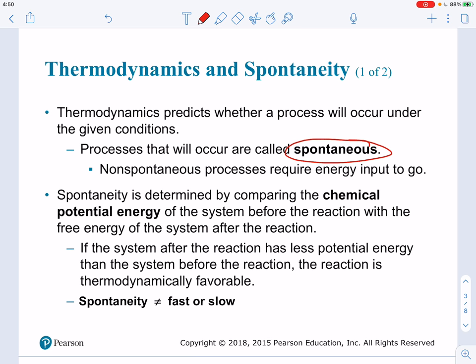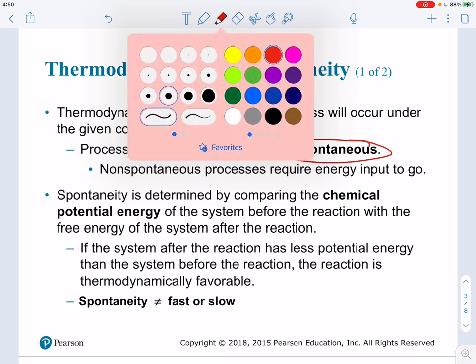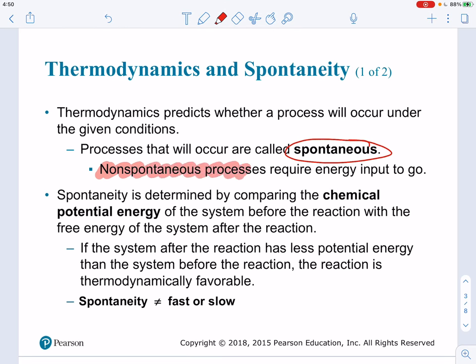Non-spontaneous processes are the opposite. If spontaneous processes occur without any input or intervention, non-spontaneous processes are not ones that don't happen, but for them to happen, you have to provide something. You have to either give energy or provide work or some input that will push that reaction forward. That's the difference between a spontaneous process and a non-spontaneous process.